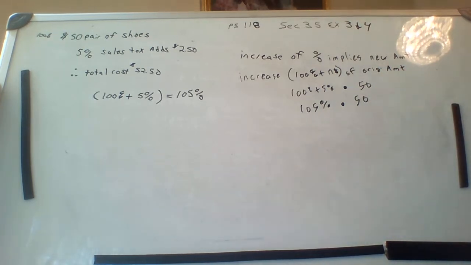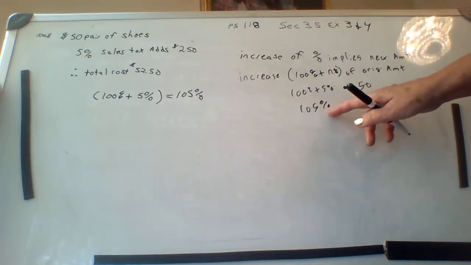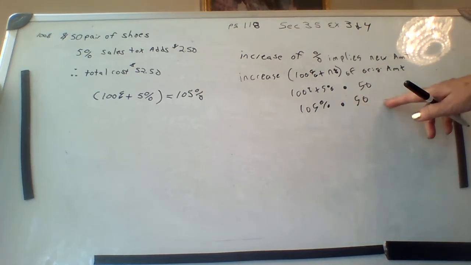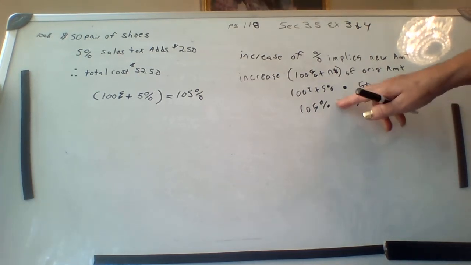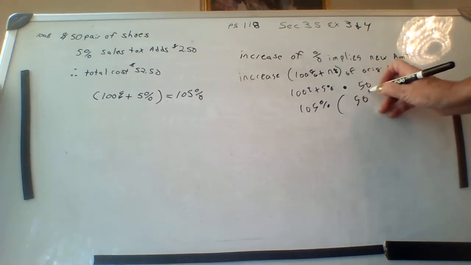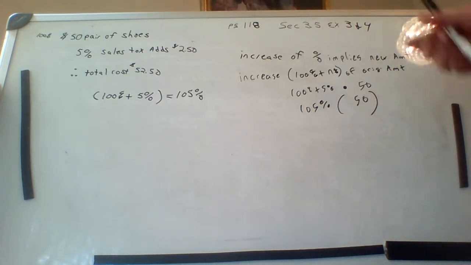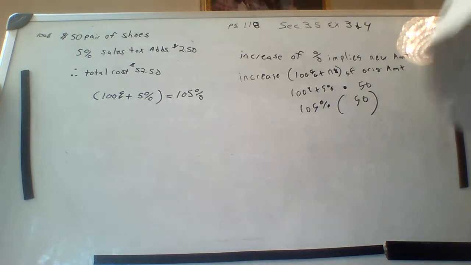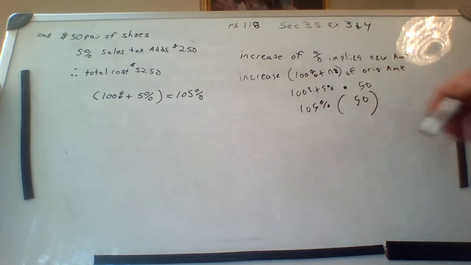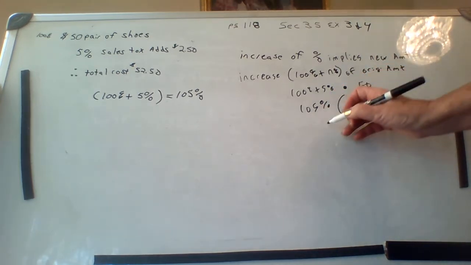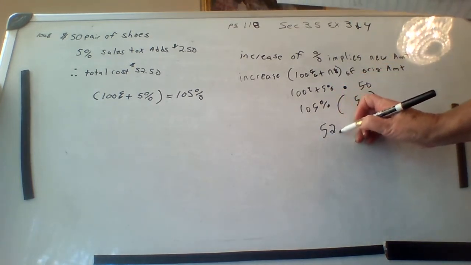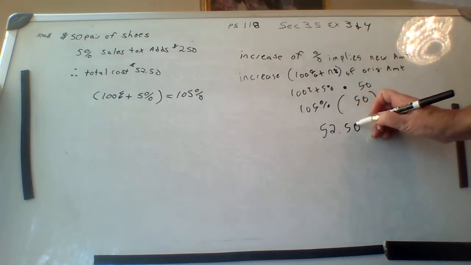So in this case then, I just need to take 105% times 50. Okay? I could write times like this too. 105% times 50. Now in this case, it's always nicer to multiply than have a fraction and a ratio. And so you can multiply that out.